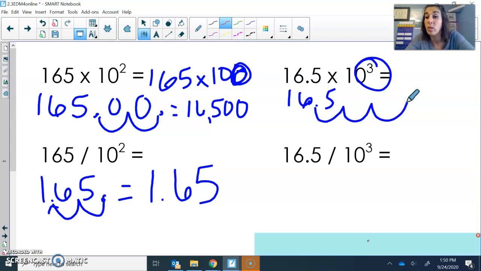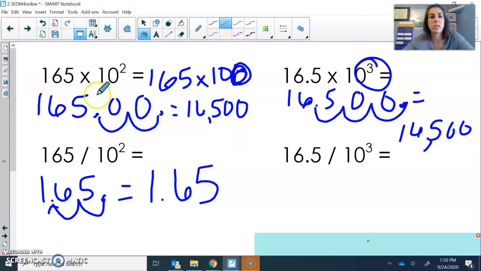Now, one loop already has a 5 in it. I need for my other 2 loops to put place value zeros. So my decimal point will go at the end. So I know that I will have the answer of 16,500.